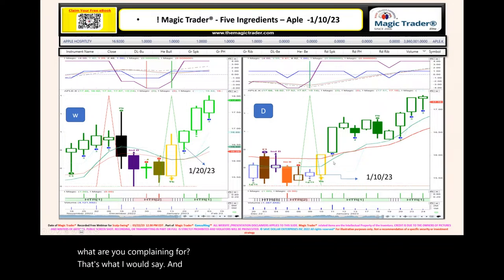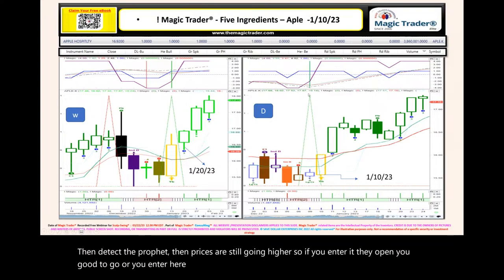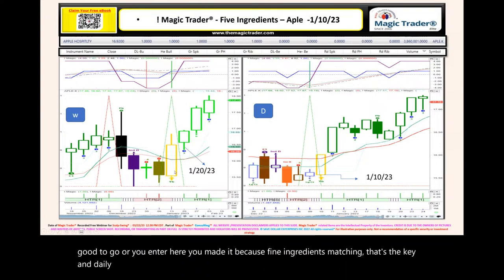And you could see here, this was 3.2. Then they take the profit. Then prices are still going higher. So if you enter at the open, you're good to go. Or you enter here, you made it because the fine ingredients are matching. That's the key. And daily doing the same thing weekly is doing. So that's even better. So you got multiple confirmations of the fine ingredients.